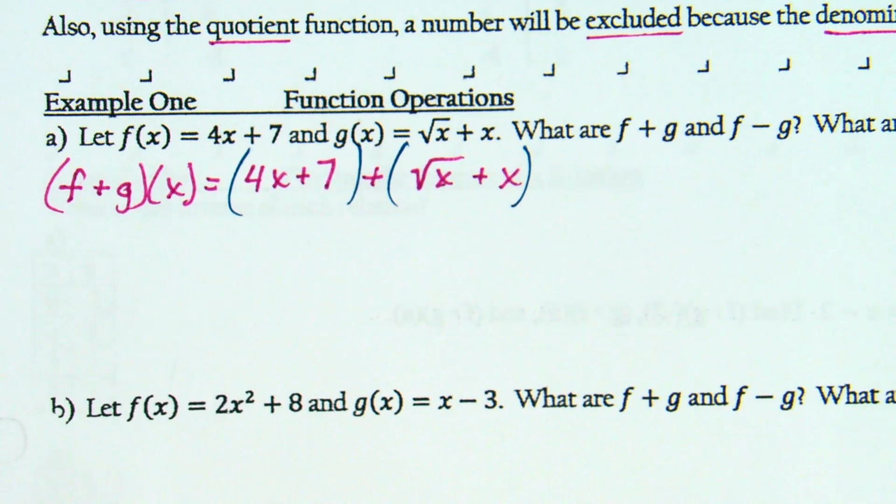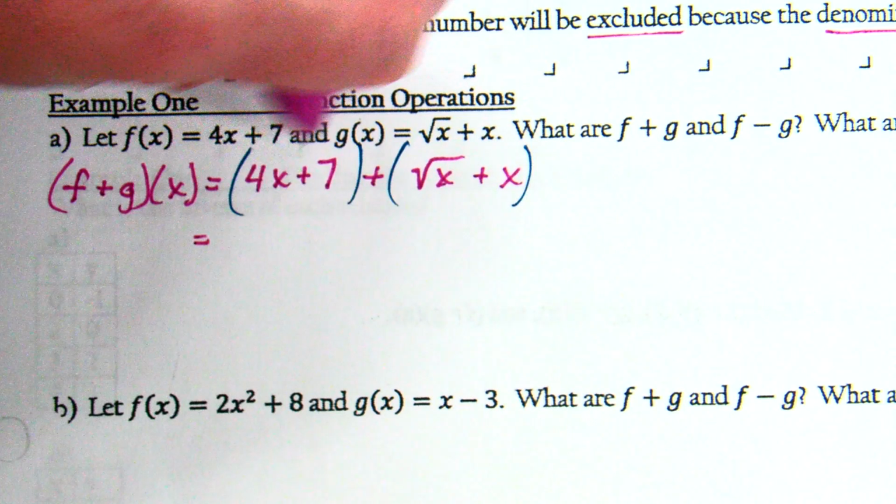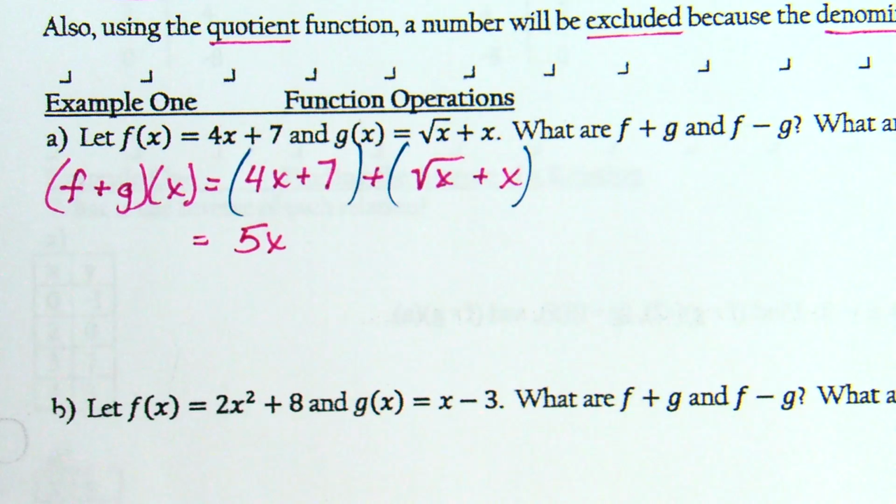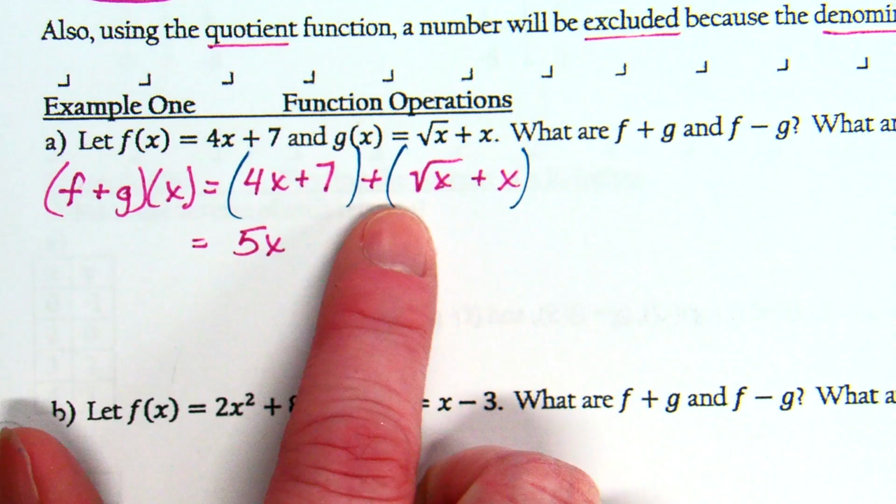If we drop those parentheses, is there any type of simplifying we can do? Kendra? Yeah, like terms. 4x and x are like terms. So what is 4x plus 1x? 5x. Okay. Are there any other like terms? No. The other 2 pieces are a 7 and a square root of x, which there's not like terms there, so they just carry down into your answer.